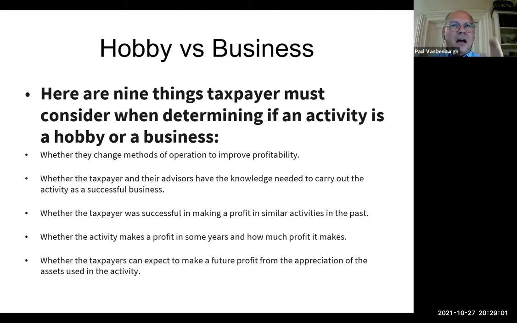Business versus hobby, hot off the press. New York State's got their eyes on farmers. You want the business to look and breathe and smell and taste like a business, not a hobby.